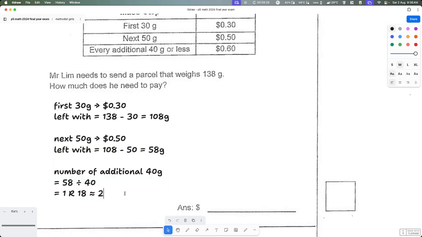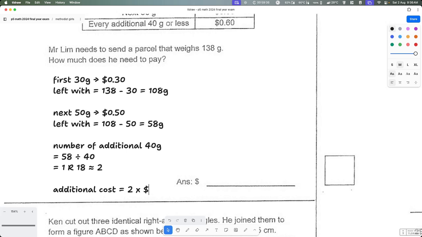Okay, so additional cost will be 2 times $0.60, which is equal to $1.20. Okay, so then we have the total is equal to 1.2 plus 0.5 plus 0.3, and this will become $2. That's it. Okay, $2. All right, so the answer to this is $2.